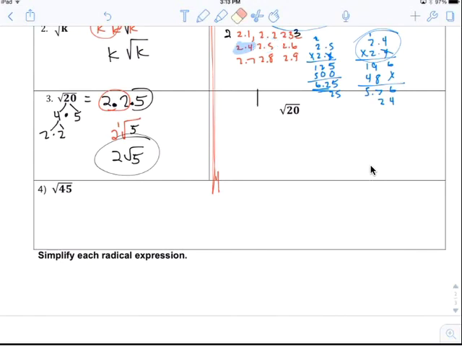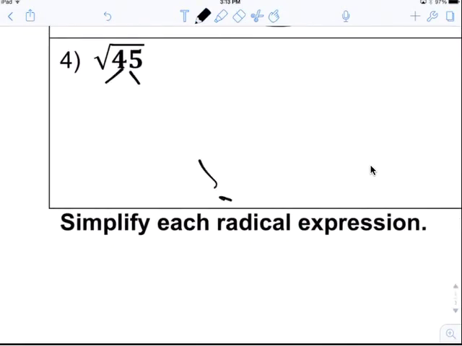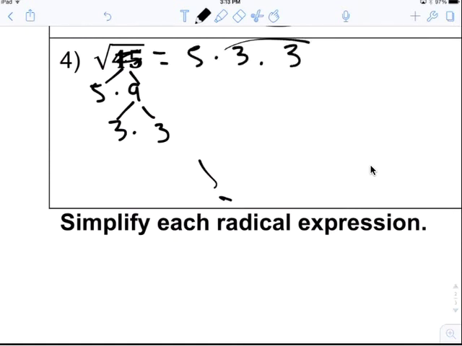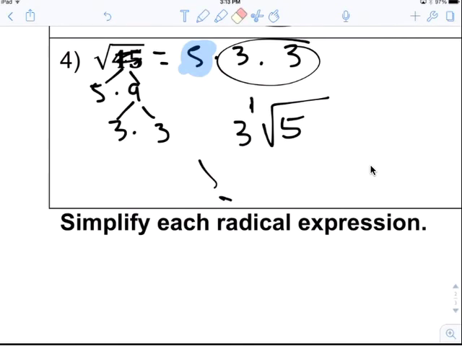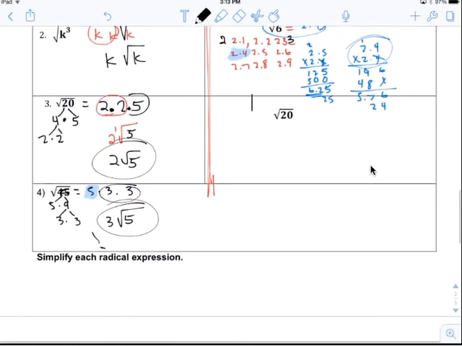And this one, same. You know your multiplication, you're good. 5 times 9. You don't use this anymore. 3 times 3. So your answer is 5 times 3 times 3. That's a pair. 3 to the first, times the square root of 5. And you don't have to write the power of 1. They're all irrational.